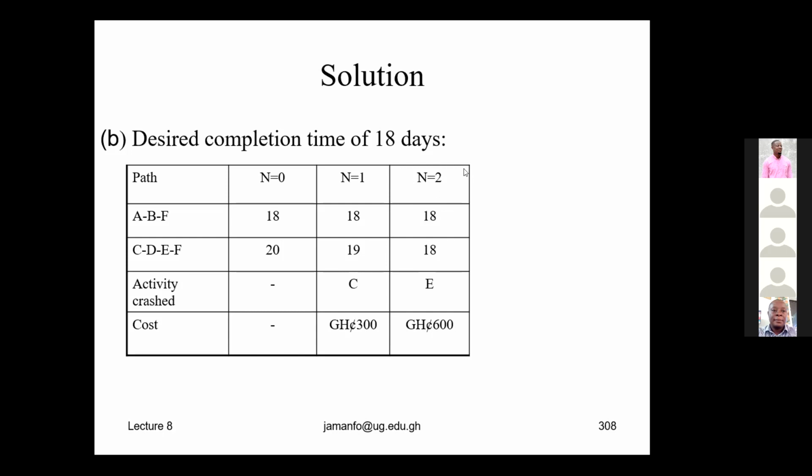We go to the next crashing level, n equals 2, and we crash activity B, which is the next lowest cost, by 1 day. That will bring the project completion time to 18. We have achieved the desired completion time. So our total cost for crashing will be 300 plus 600, and that will give us how much? 900 cedis. 900 Ghana cedis.